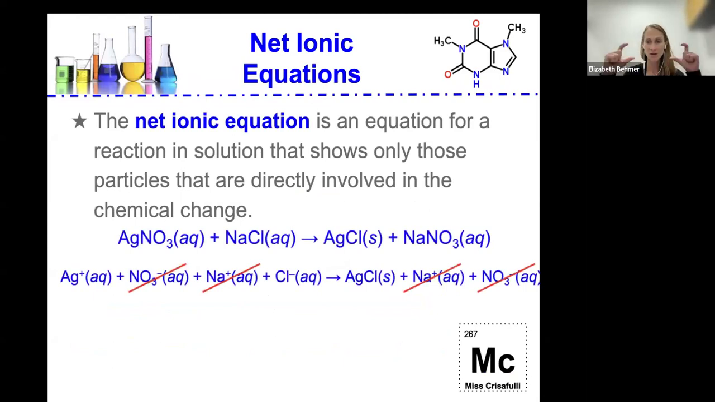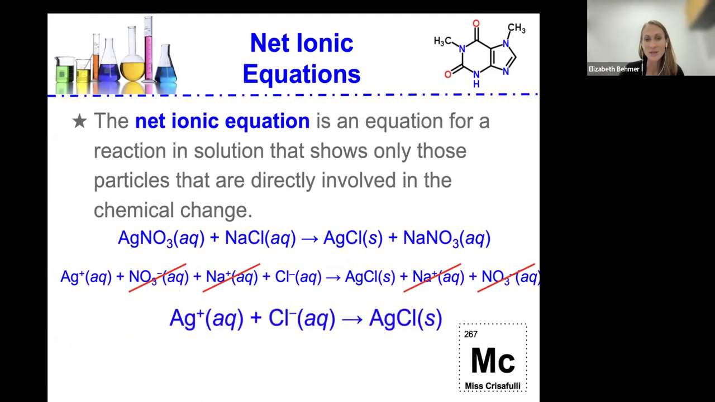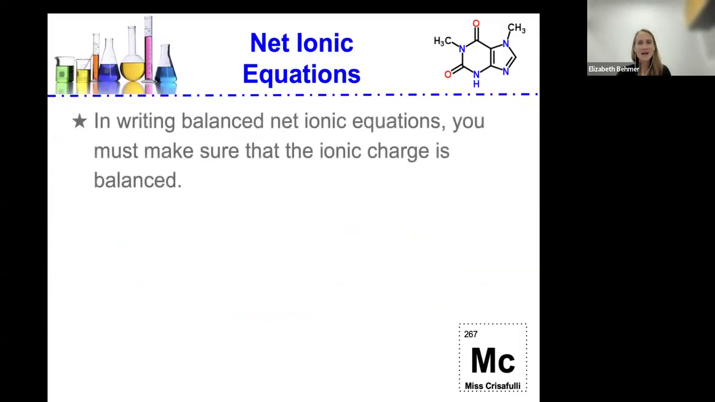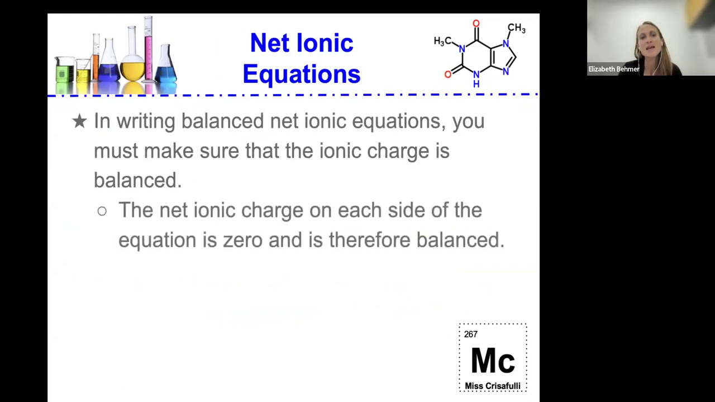So we've written out our chemical equation. We separate out the ions. We're crossing off the ions that do not participate. Those are called the spectator ions. And we get the final net ionic equation, the equation that shows only those particles that are directly involved in the chemical change. In writing balanced net ionic equations, you must make sure that the ionic charge is always balanced, and the net ionic charge on each side of the equation is 0 and is therefore balanced.